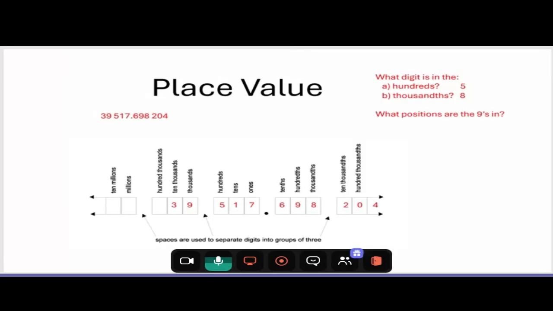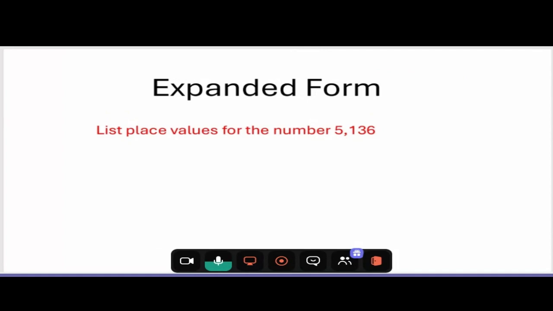What if they said, what positions are the nines in? Well, there are 2 nines. One of them here is in the thousands position, and the other one here is in the hundredths position. Once you get good, you can just look over here: 1, 10, 100, 1,000. Oh, the 9 is in the thousands position, and this way, tenths, hundredths. The other 9 is in the hundredths position. So that's the basic idea of place value, and there will be some practice in your books on that.